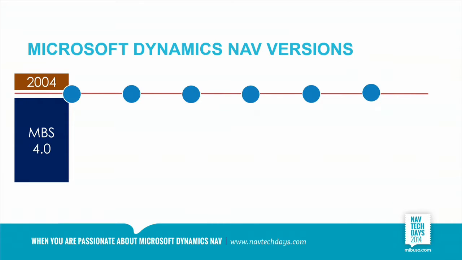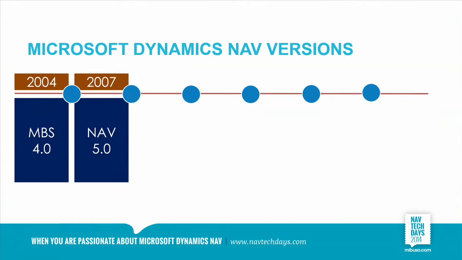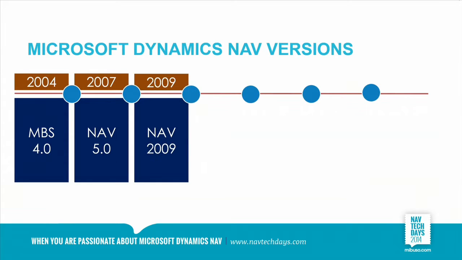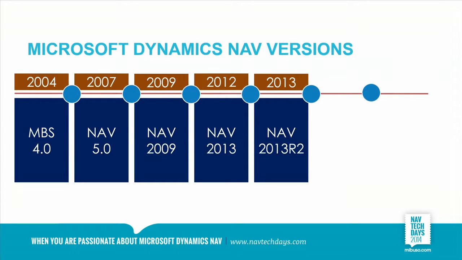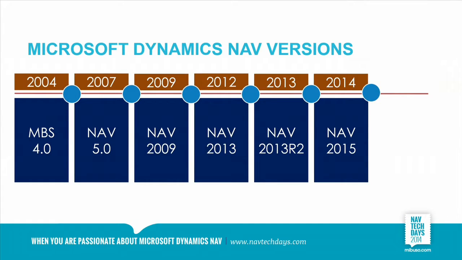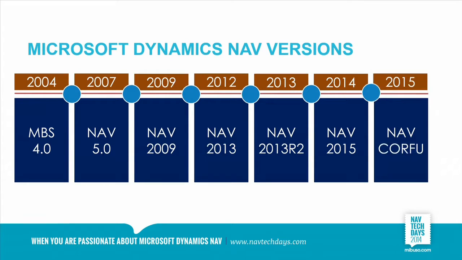Thomas already talked about this during the keynote. The speed in which Microsoft ships software changes, and it changes fast. It used to be like 3 or 4 years between any major release, and that started to increase. The last couple of years we had yearly releases. Currently we have NAV 2015. Last year we had 2013 R2, but the R2 didn't really play nice because it was a big release. And next year we'll have Corfu.